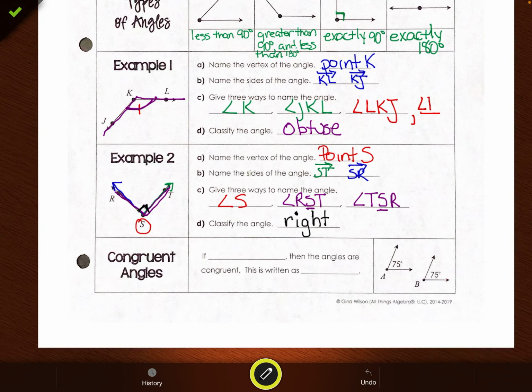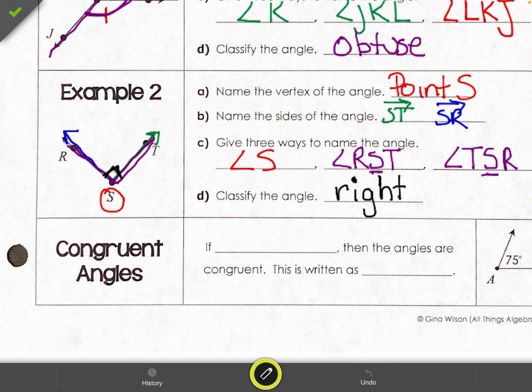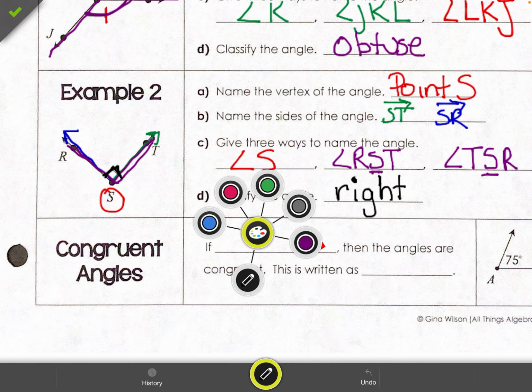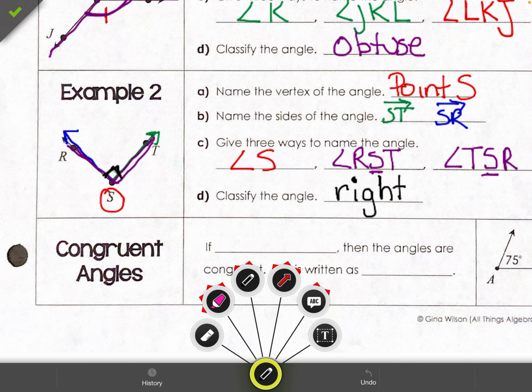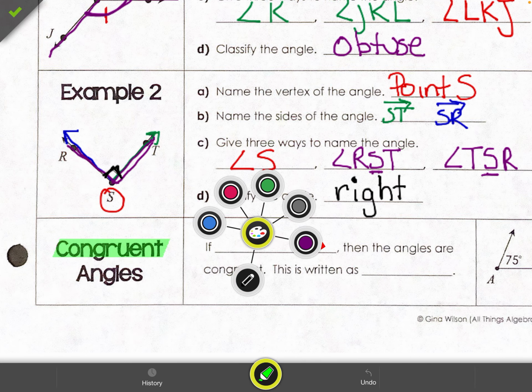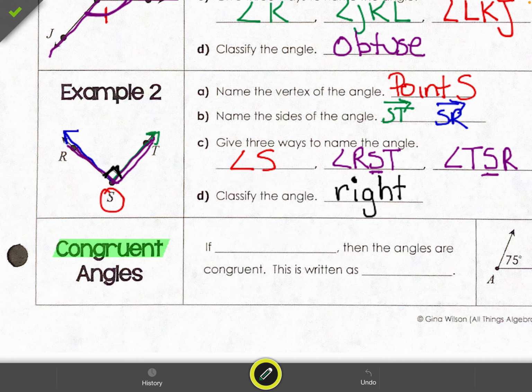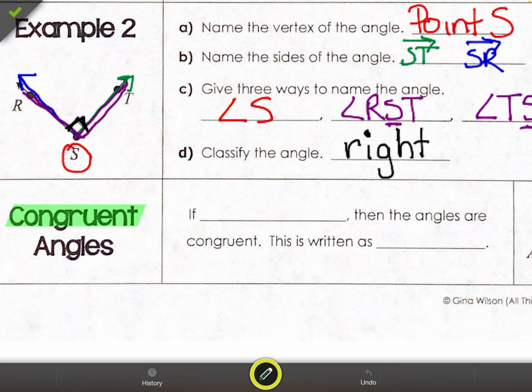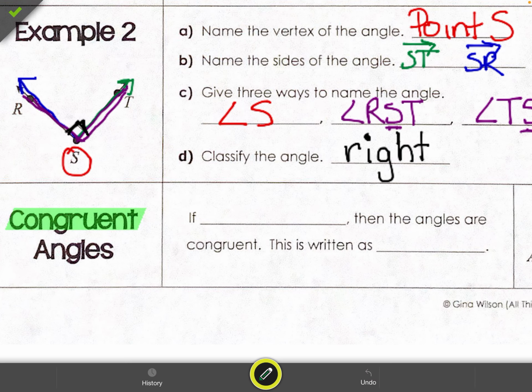The last thing we're going to look at is just a vocab word. So congruent, and you're going to see this a lot in geometry. We use the word congruent over and over and over again, okay? And angles are not the only thing that can be congruent. Okay, so angles are congruent if they have the same measure.